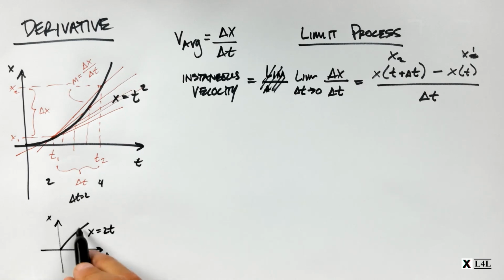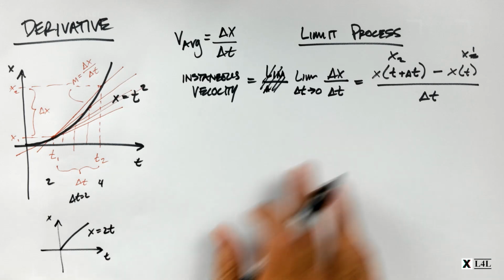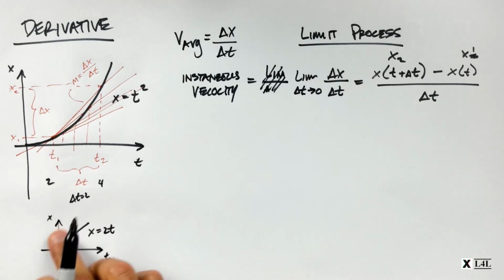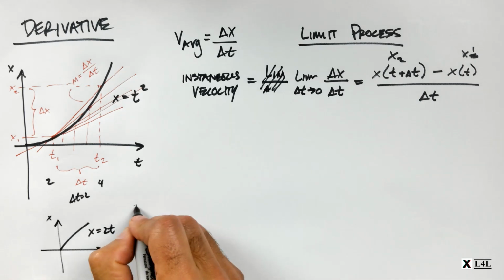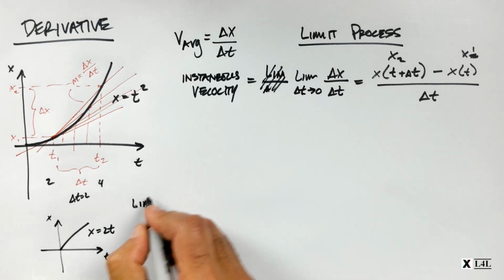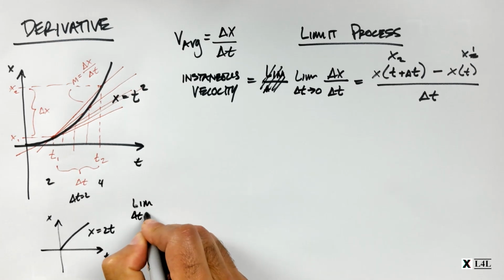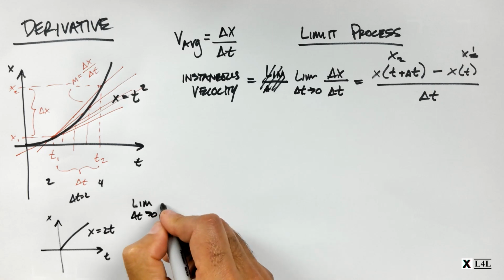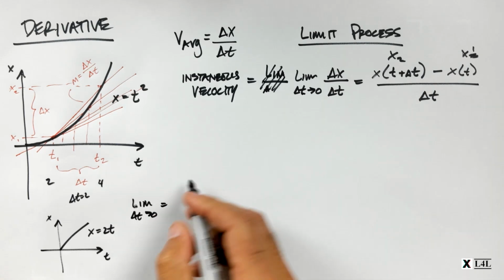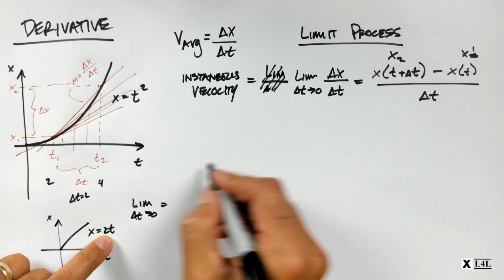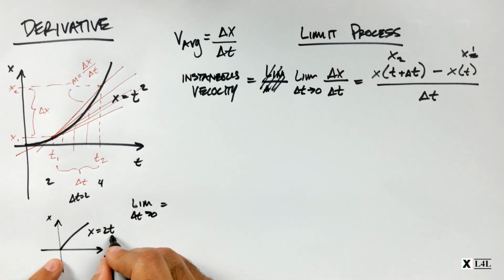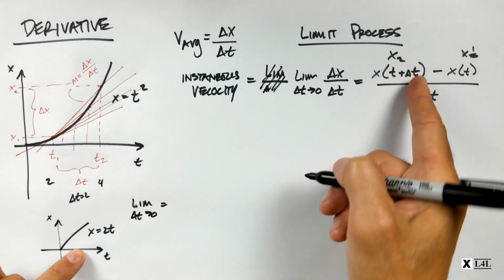Now, we all know this is a linear line here, and the slope here is 2, but let's use this equation to validate what we already know about a linear line on a graph. So I'm going to take the limit as delta t approaches 0 for this function here. So x is 2t, but I'm not going to put t, I'm actually going to find t plus delta t.